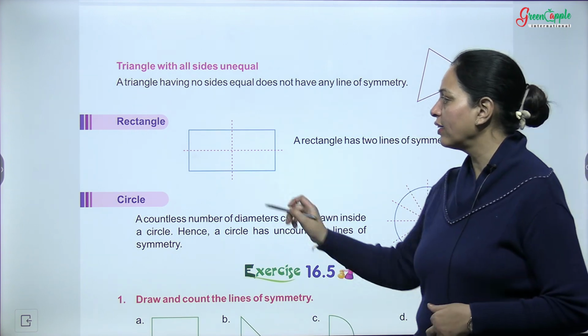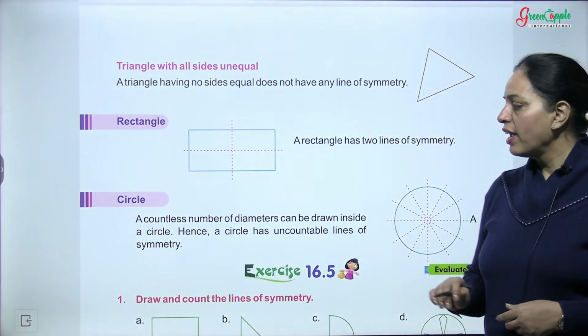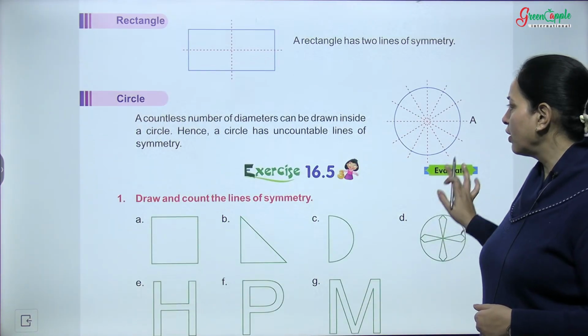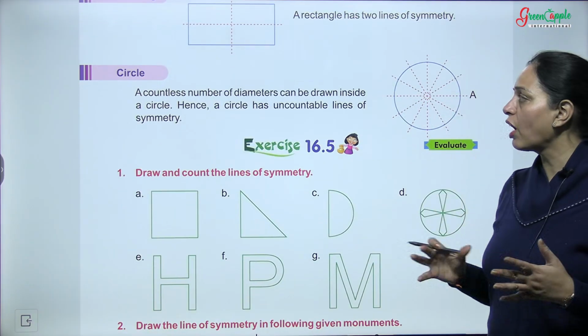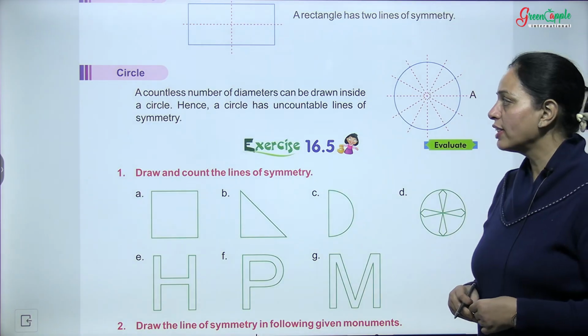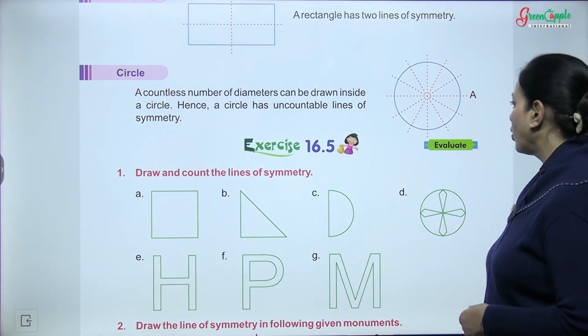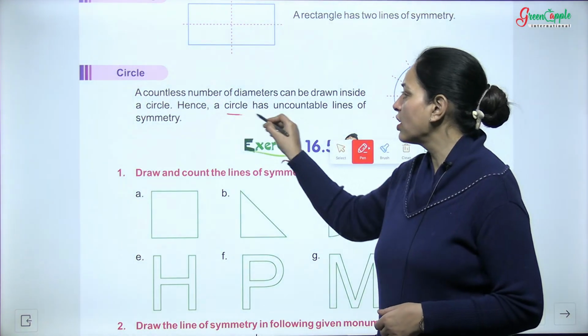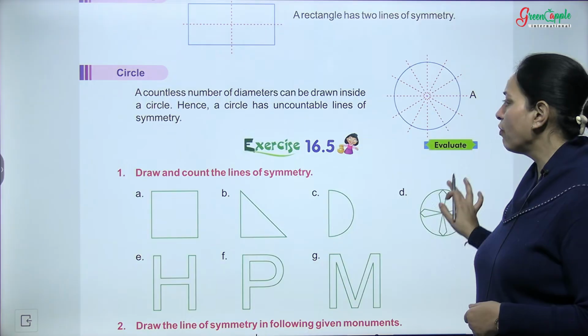Okay. Now a rectangle has 2 lines of symmetry. Now a circle, you know, diameter. A circle has infinite, uncountable diameters. So that's why a countless number of diameters can be drawn inside a circle. So a circle has uncountable, infinite lines of symmetry.